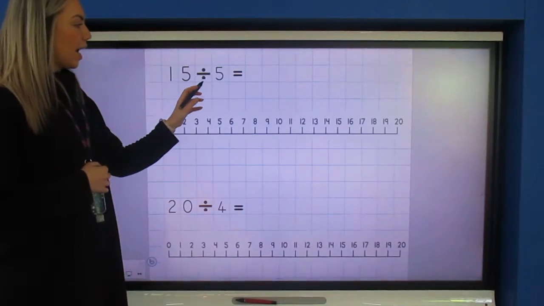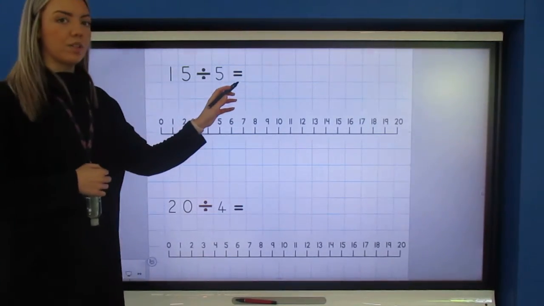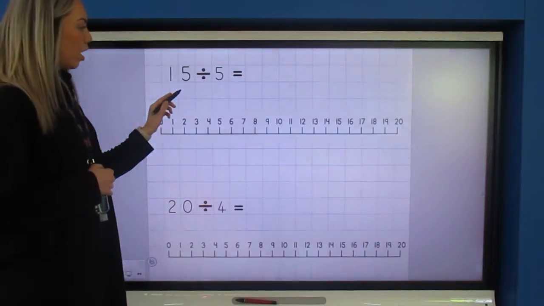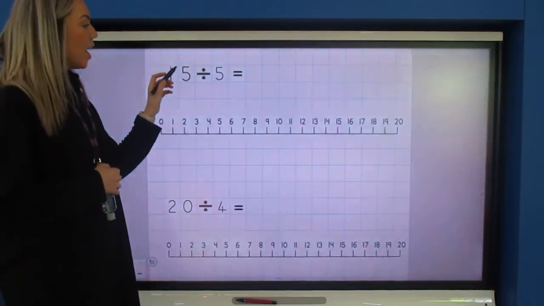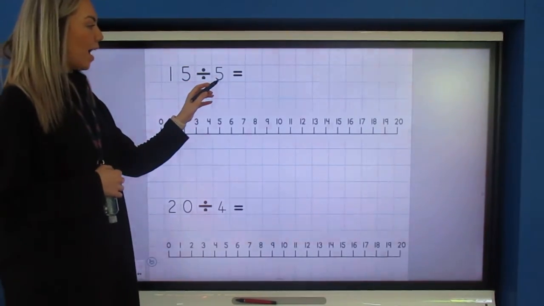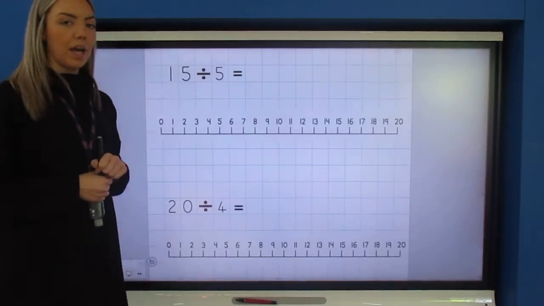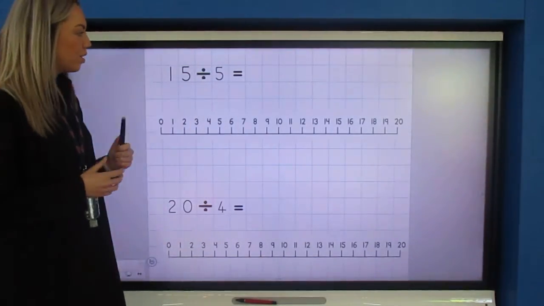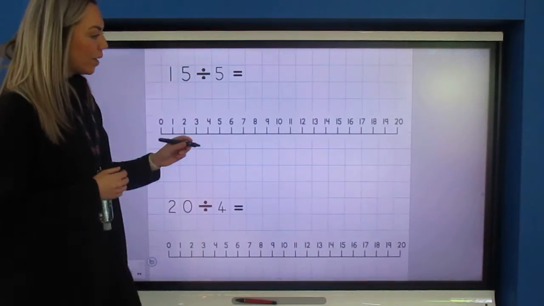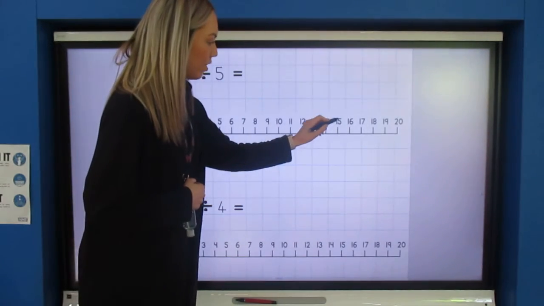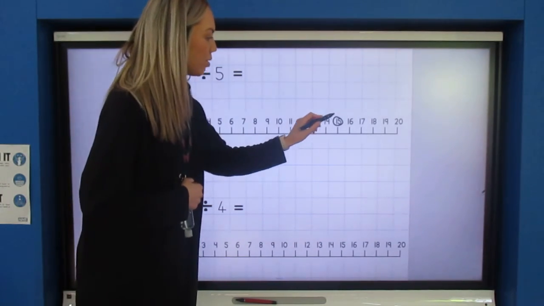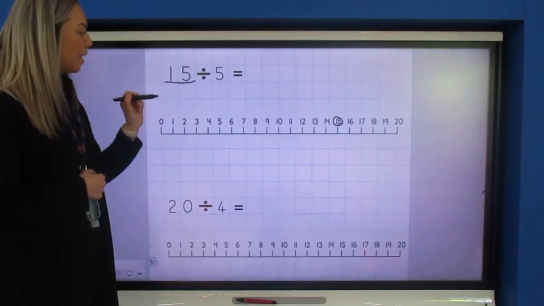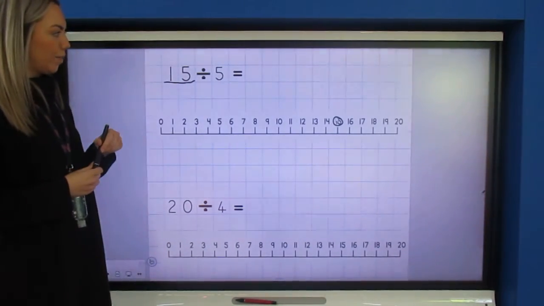15 divided by 5 equals. So remember, 15 is the total that we are going to share, and we need to share them into 5 groups. Okay? So when you're using a number line to solve a division sum, we know that we need to get to the number 15, don't we? That's our total. So put a circle around the number 15 because that's how many we need to get to.